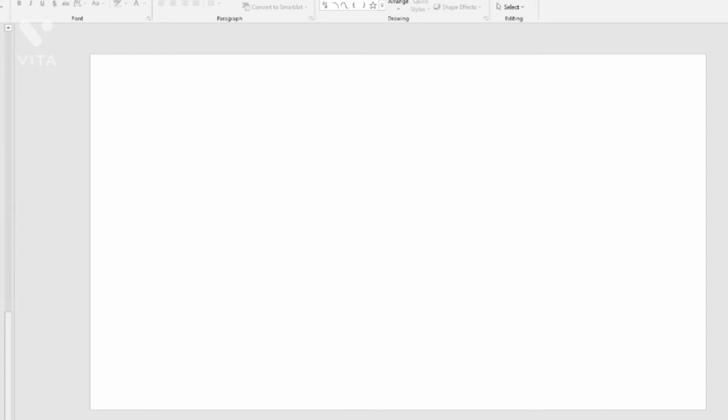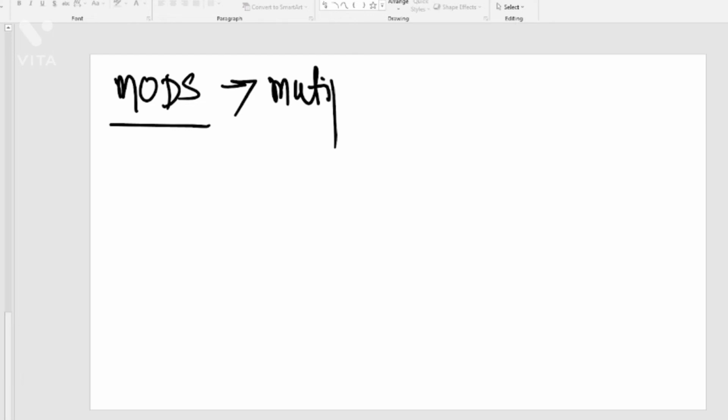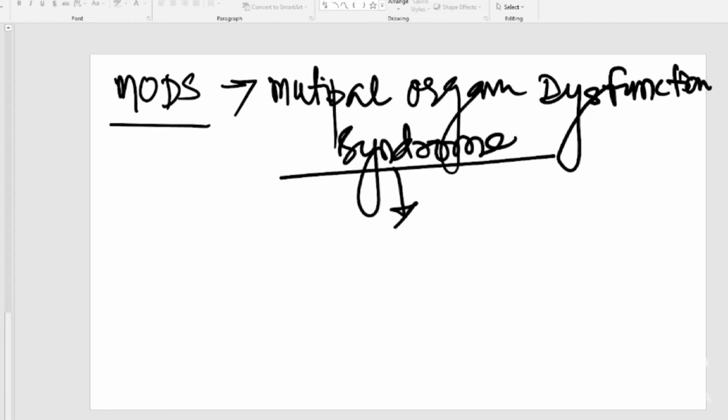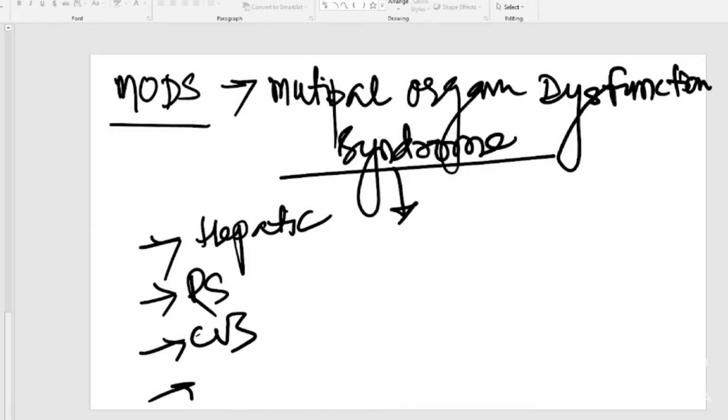MODS is nothing but multiple organ dysfunction syndrome. So, the presence of altered organ function such that homeostasis cannot be maintained without medical intervention, meaning more than two organs are getting affected, is called MODS. So it may be hepatic injury. Previously, we have seen hepatic injury, RS injury, CVS compromise, then renal compromise, two or more of that included in the MODS. Next one is stages of shock.